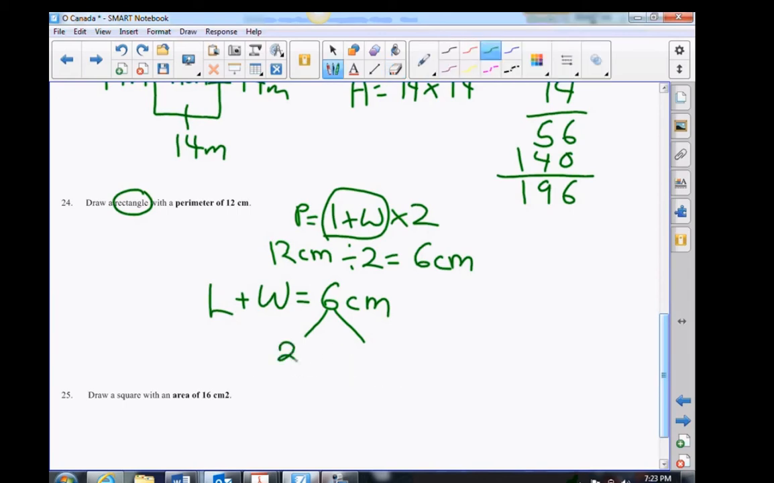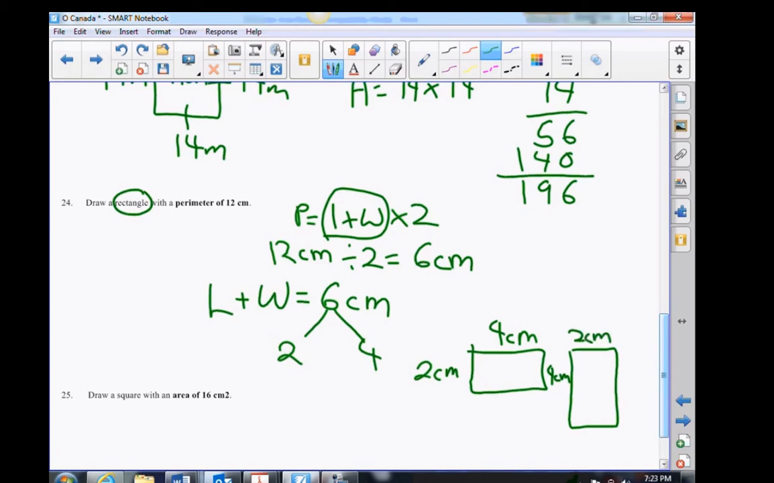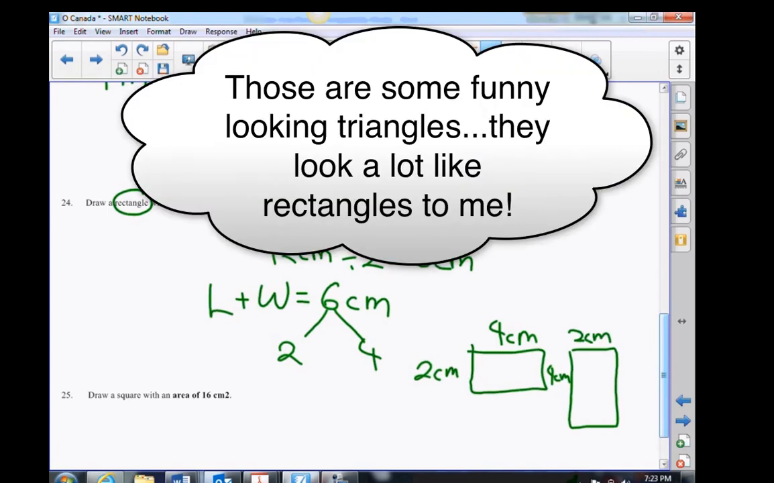So I can do 2 and 4. So 2 length, 4 width, or 4 length and 2 width. Both work. So 2 centimeters on the width here, 4 centimeters length, and then you can do the reverse: 4 centimeters for the width and 2 for the length. And so any of those 4 rectangles that were drawn are okay for that question.